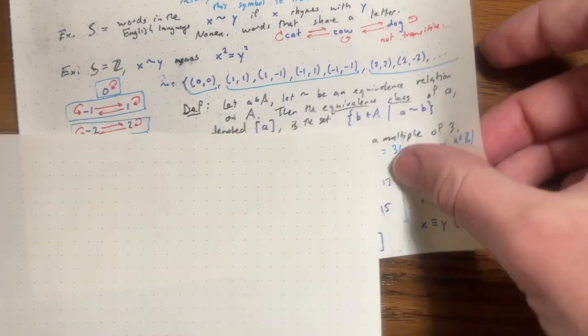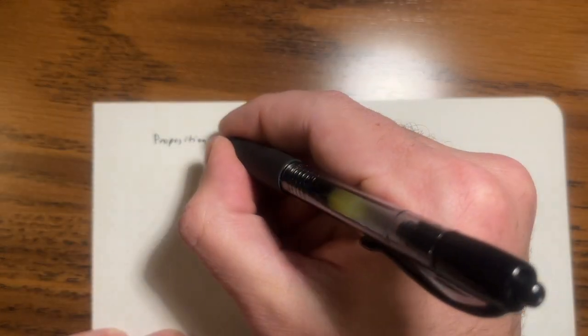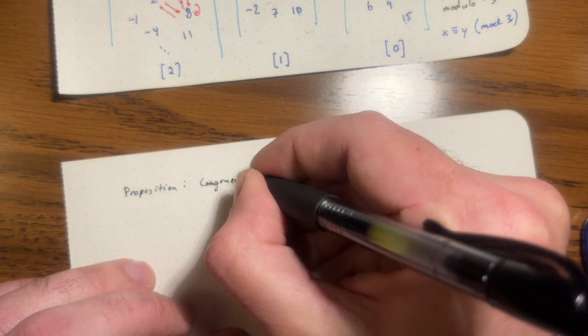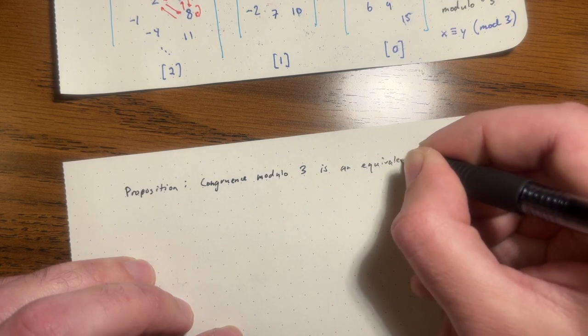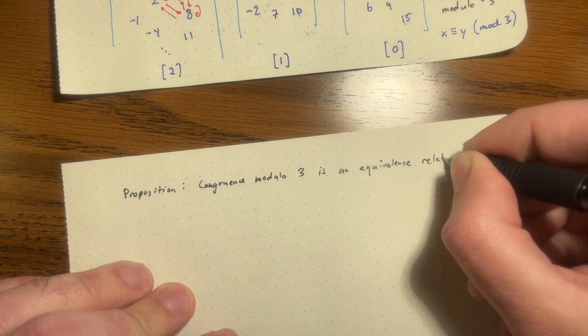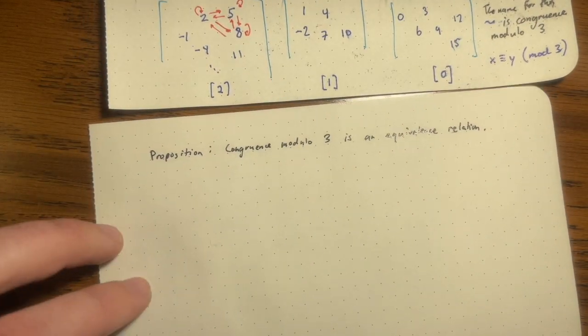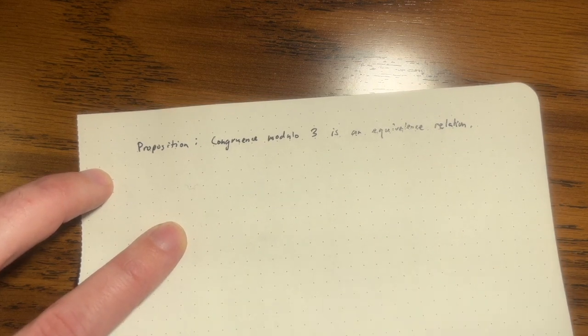So let's actually prove it's an equivalence relation. This will be our proposition: congruence modulo 3 is an equivalence relation. That's not something that comes for free. That's something that we have to prove. Because again, if you change this slightly, like if you have x plus y, it's not going to work anymore. It's not even an equivalence relation. I think you lose transitivity probably.